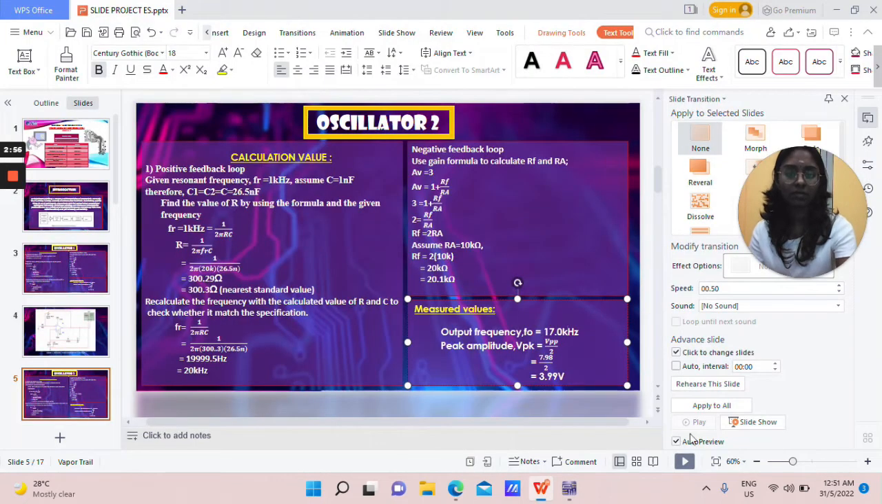And then the output frequency is 17.0 kHz and peak amplitude VPK is VPP divided by 2. 7.98 divided by 2 is equal to 3.99 volts.